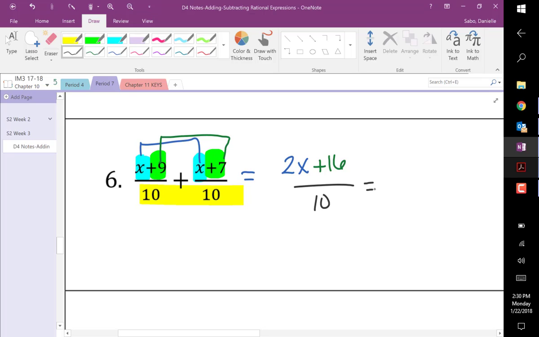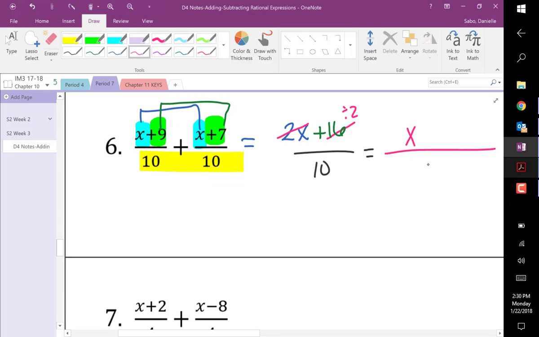Here's a trick. I didn't show this in my last class, but is there a number that goes into all three of these? 2. Just simplify all of them by 2. So here we go. What does this become when I divide it by 2? 1, or just x. What does this become when I divide it by 2? 8. What does this become when I divide it by 2? 5. And you're done. Try the next one, please.